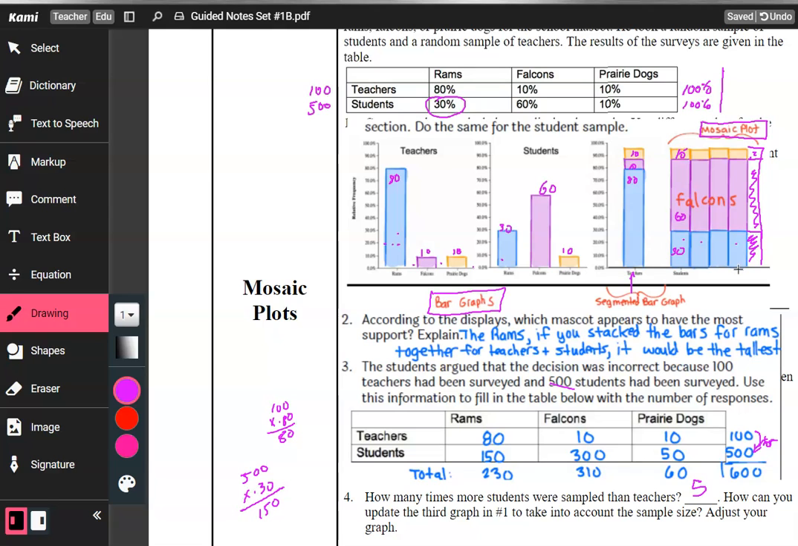This is a new topic in AP statistics. And now you see, instead of just stacking the blue graphs and saying that the Rams had more votes, now we take into account all the 500 students. We see that the majority of students chose the Falcon.